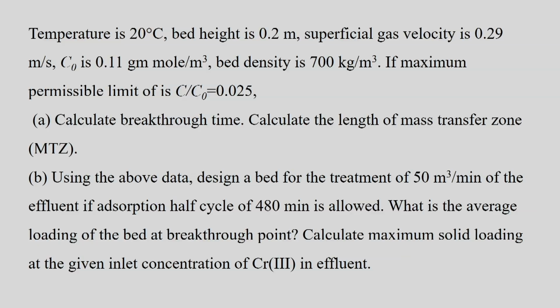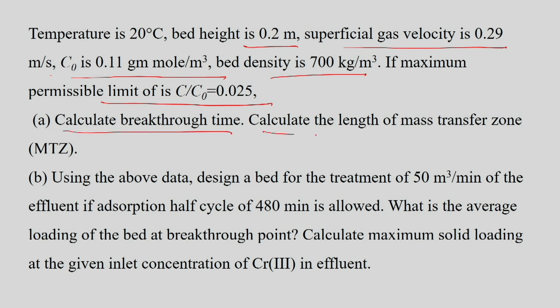The given parameters are: temperature is 20 degree Celsius, bed height is 0.2 meter, superficial gas velocity is 0.29 meter per second, C0 is 0.11 gram mole per meter cube, and bed density is 700 kg per meter cube. If the maximum permissible limit of C by C0 is 0.025, then we need to calculate the breakthrough time. We need to calculate the length of the mass transfer zone, MTZ, also. We will get this very easily if we plot x prime by z, and from there we will get the length of the MTZ.